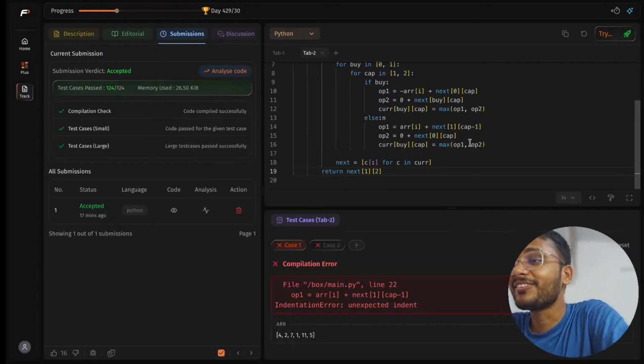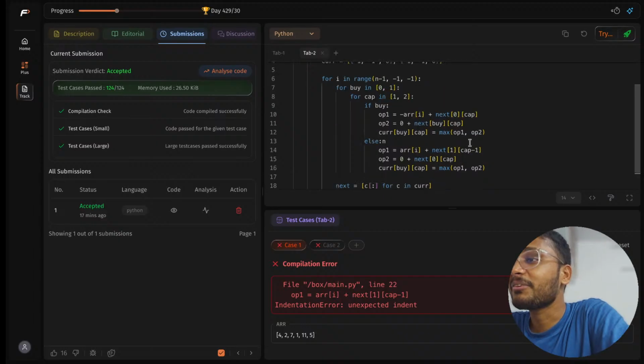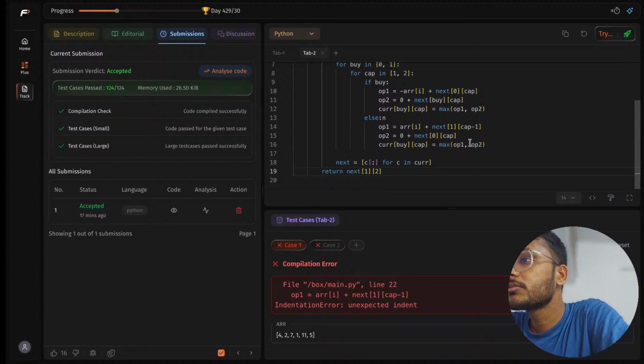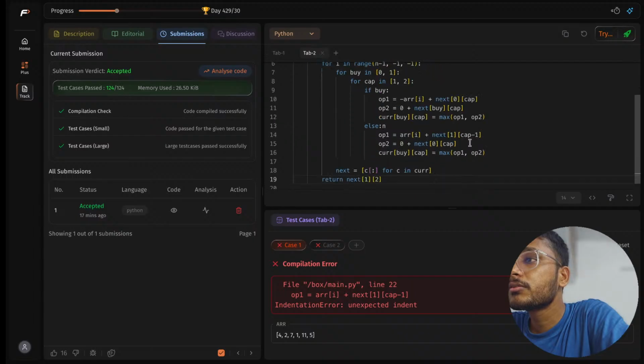I'm not feeling confident when I'm solving this problem. I mean, literally, I need to solve it twice, thrice, then only I'll be comfortable with this problem. Unexpected indent.